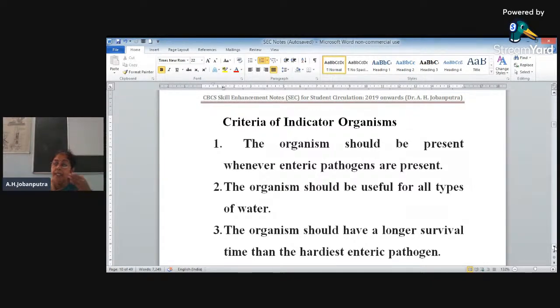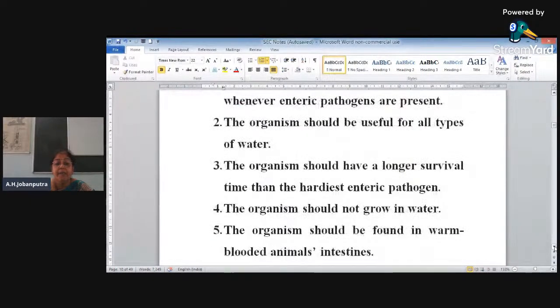Not only for river water, but for well water, stream water, bore water, for all types of water, this organism should show the same type of results, then only it can be called an indicator organism. It should have a long survival time than the hardiest enteric pathogen.